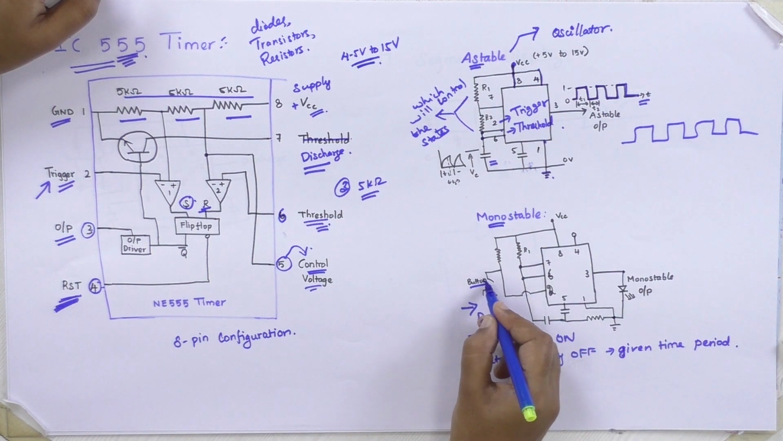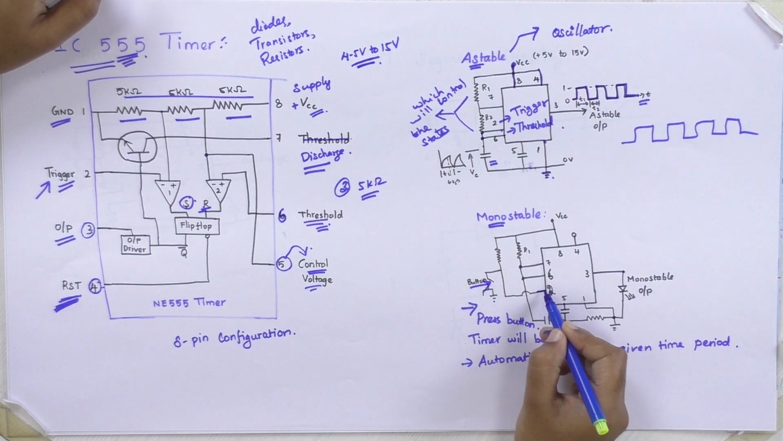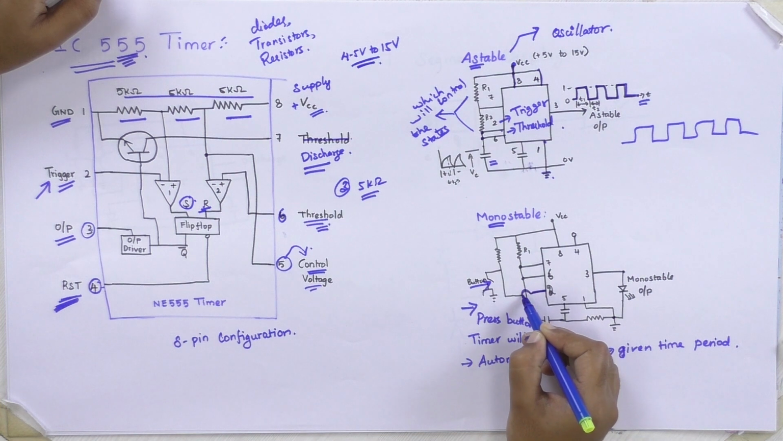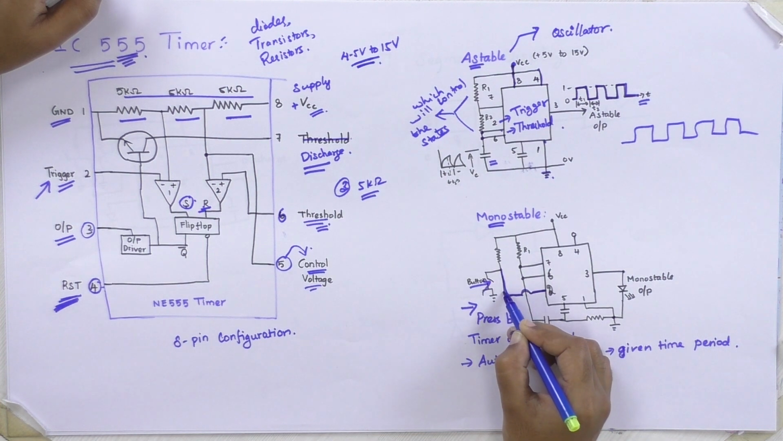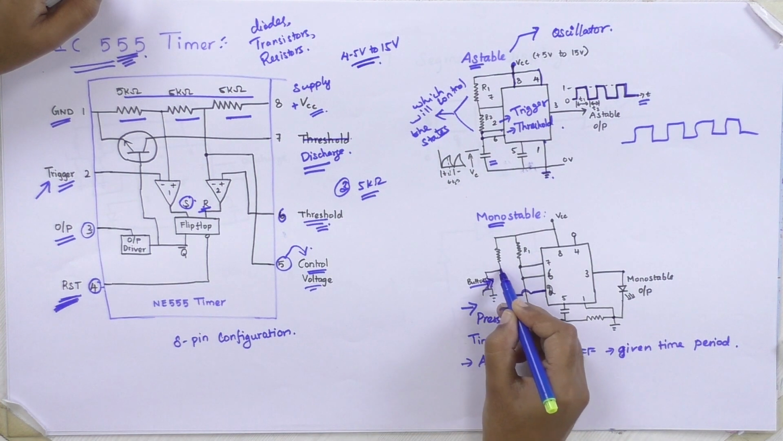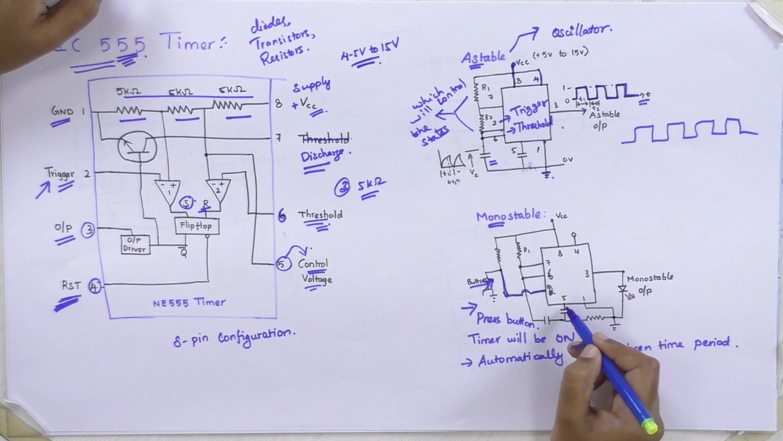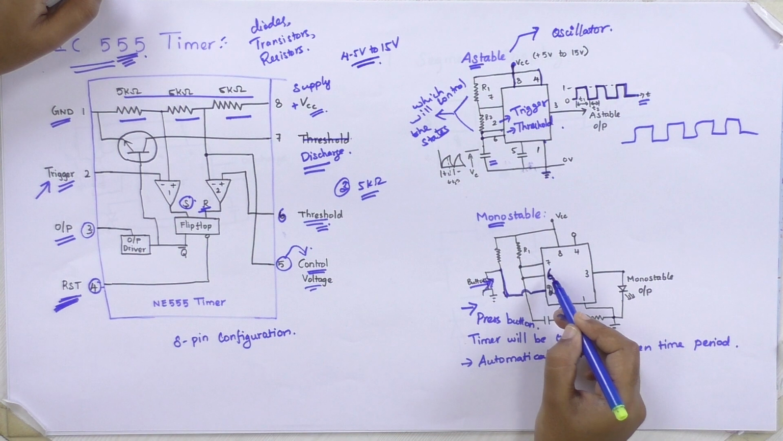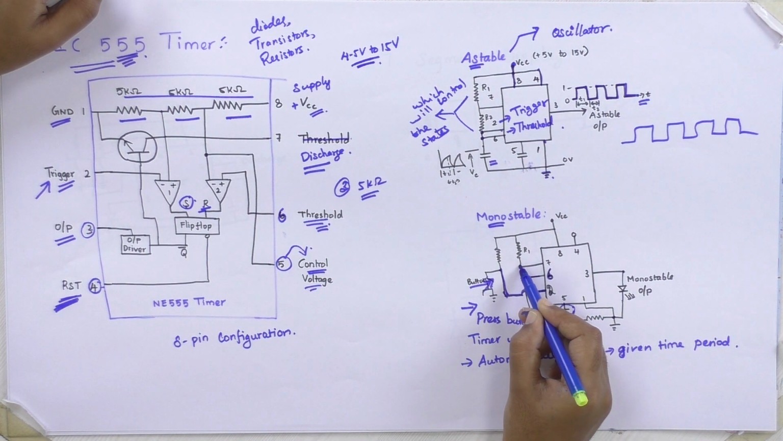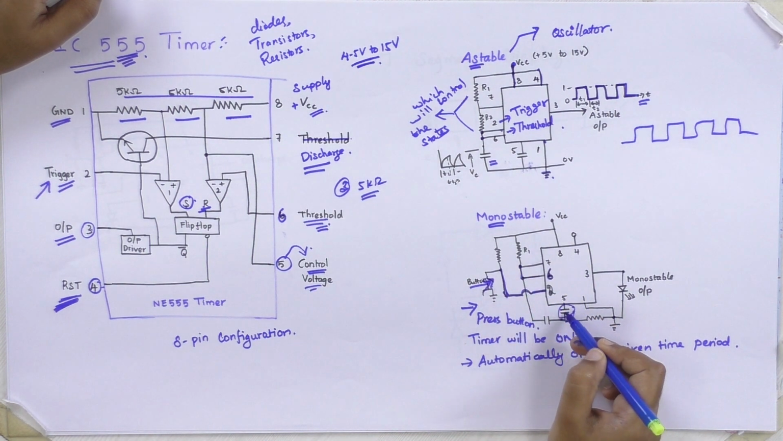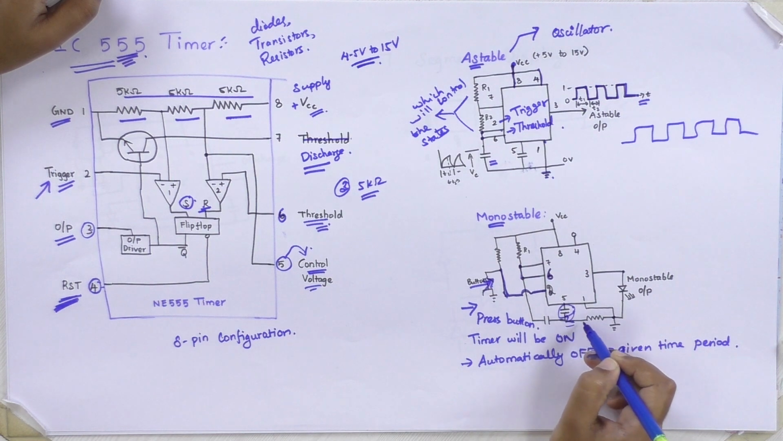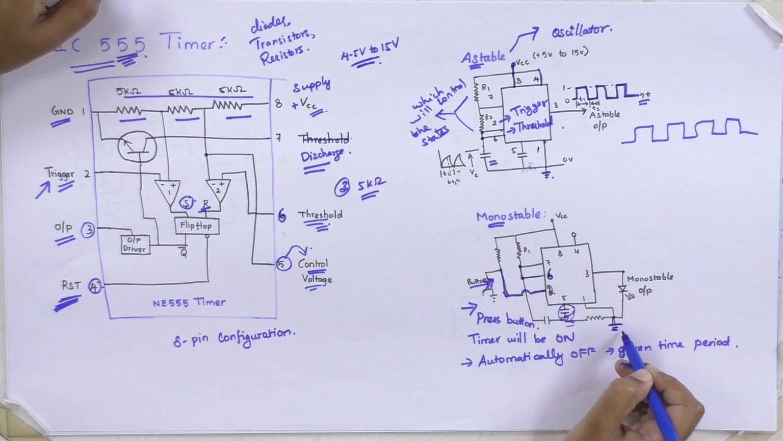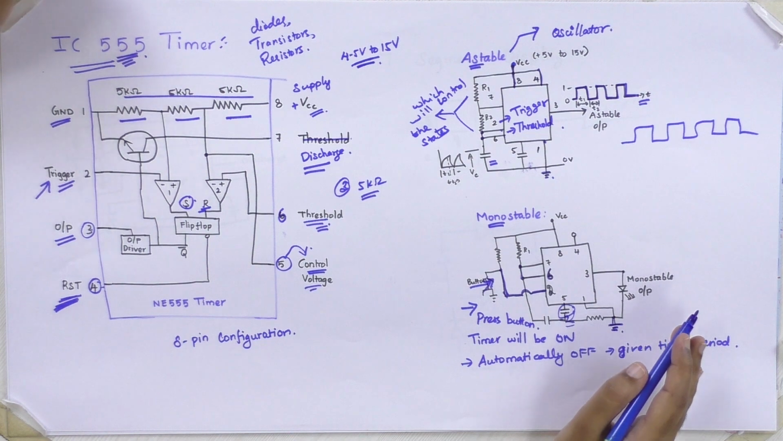That is, when you press the button, your trigger pin will be high. When you press this button, this will become low and your capacitor will be charging. Once it is charged, it needs to discharge. So your sixth pin will automatically be high and this charged capacitor will get discharged to the ground. This is how your monostable operates.